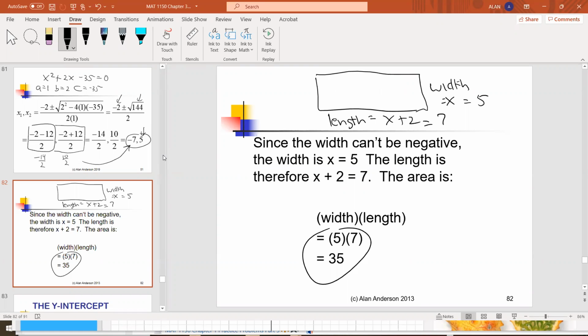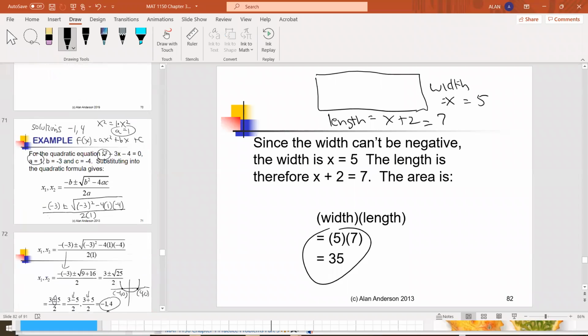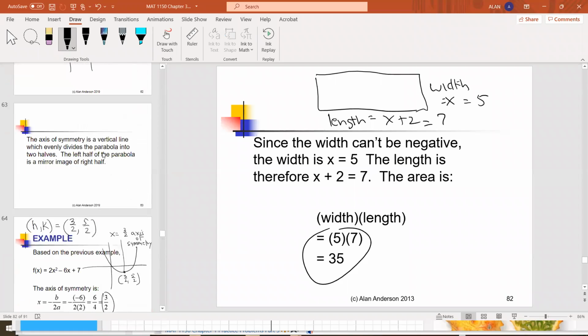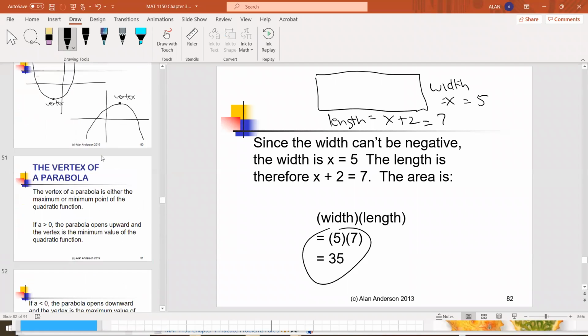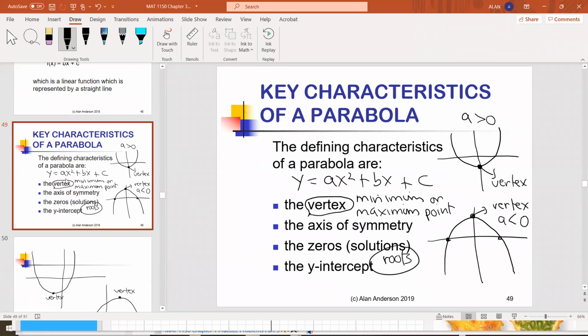How about that? All right, now there was a fourth property of parabolas that we need to analyze. Let's go back and revisit the list. Here we go. The vertex, which we know is that point at which either the function is minimized or maximized. The axis of symmetry is that straight line through the vertex that divides the parabola into 2 equal halves. The zeros or solutions are the points where we cross the x-axis.